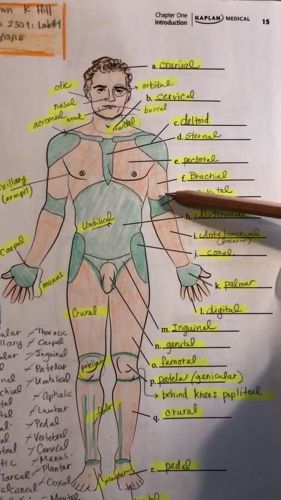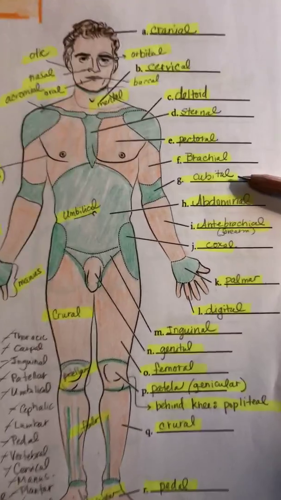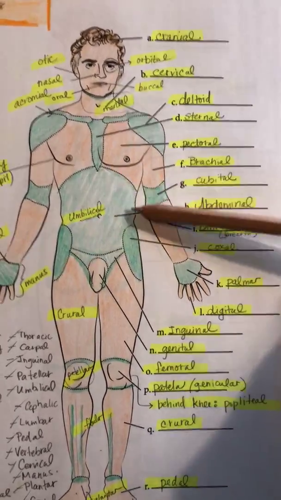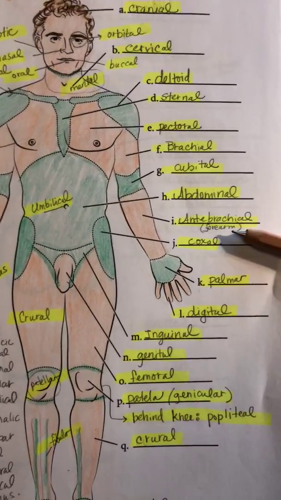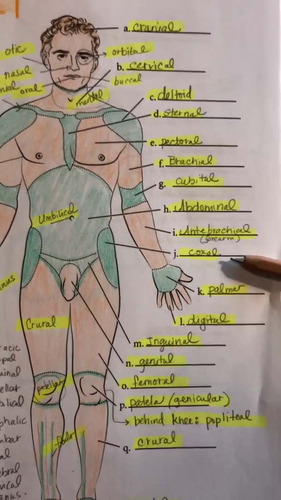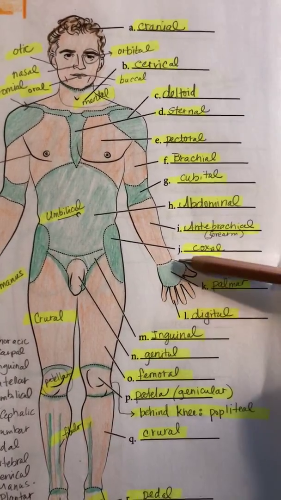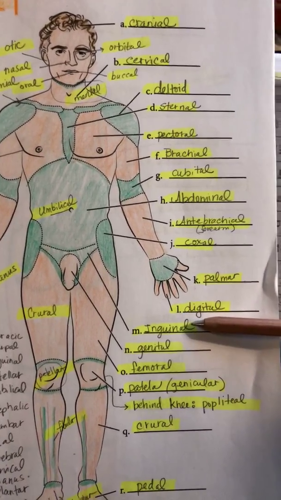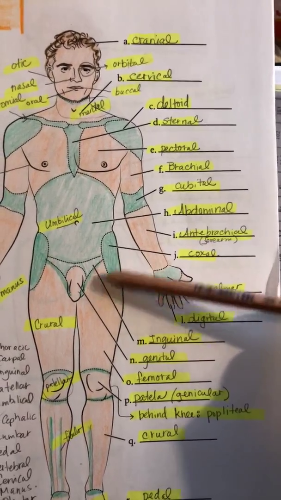brachial up here by the bicep and the brachial artery, cubital over here by the elbow, the abdominal region and the umbilical, the antebrachial region being the forearm, coxal, the hip area, palmar region, the palm of the hand, digital, inguinal, just the interior, the region of the hip.